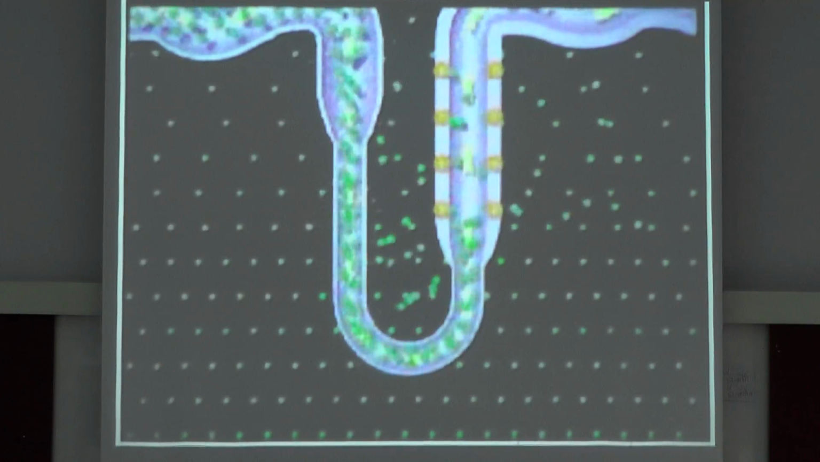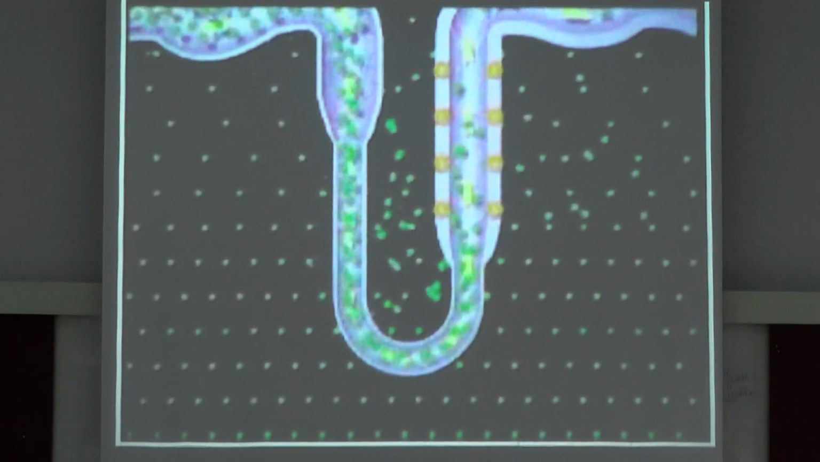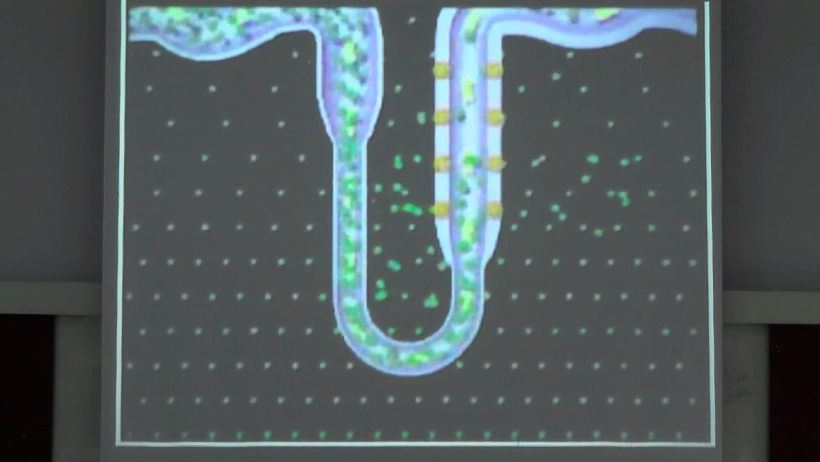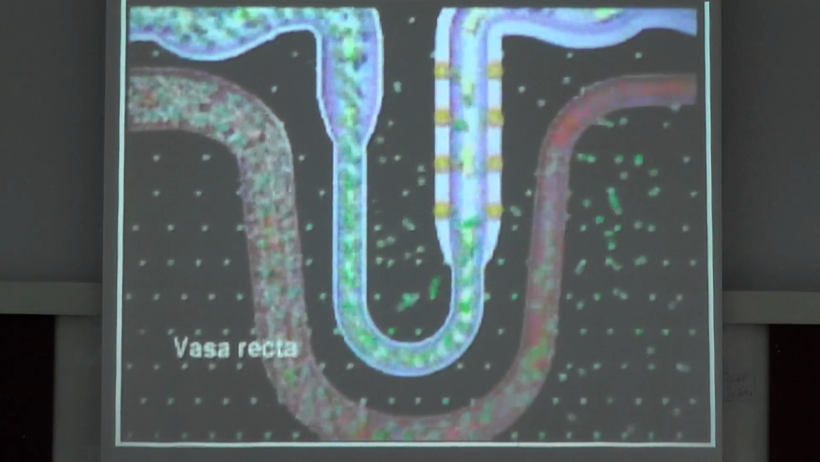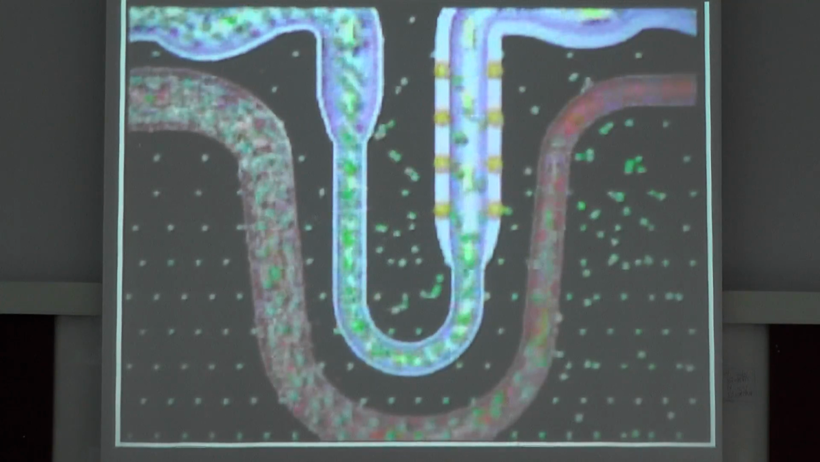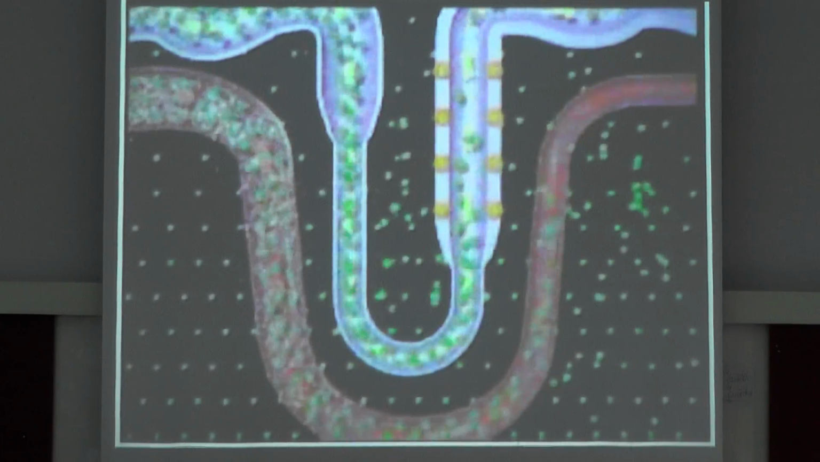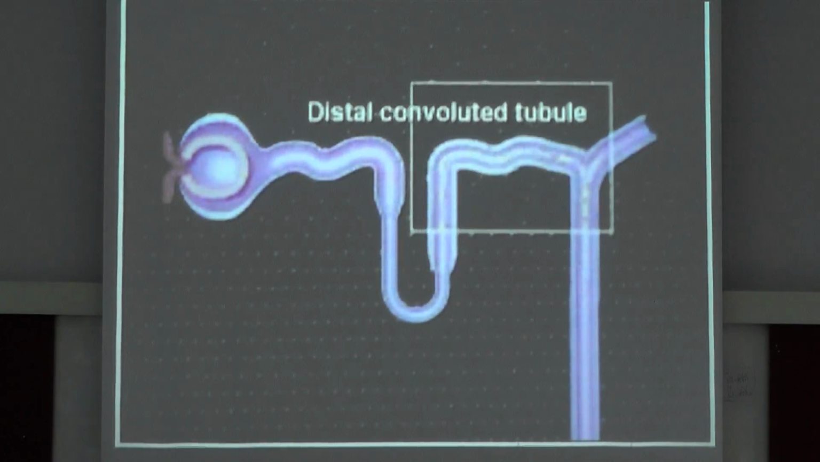This creates an osmotic gradient in medulla interstitial fluid. This is necessary to produce concentrated urine. A capillary system, vasa recta, parallels the loop of Henle and participates in salt gradient formation and maintenance.